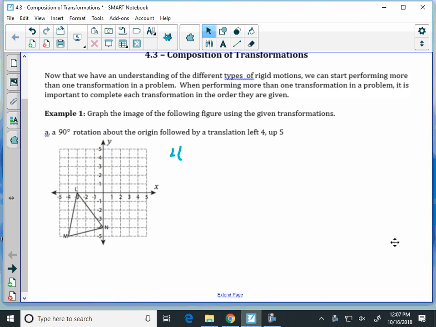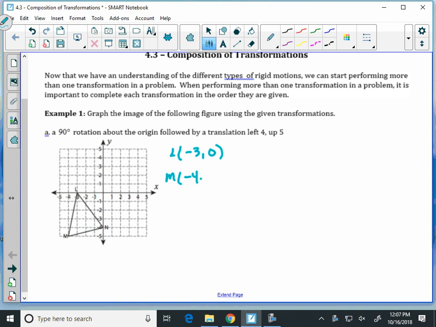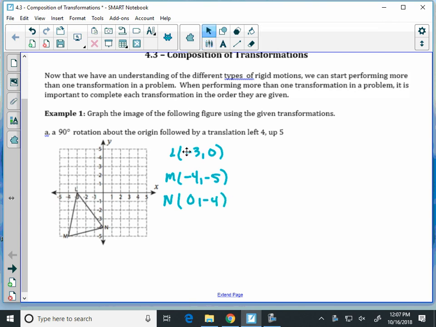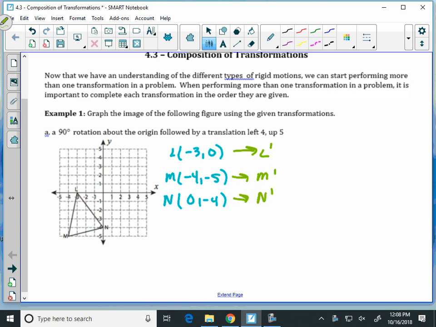Okay, so again, important thing, go in order. Other important thing, write down and label all your points. Okay, so we're doing a rotation first. So I'm going to write down all the points. We have L is negative 3, 0. M is at negative 4, negative 5. And N is at 0, negative 4. We're going to do that rotation to get L prime, M prime, and N prime.